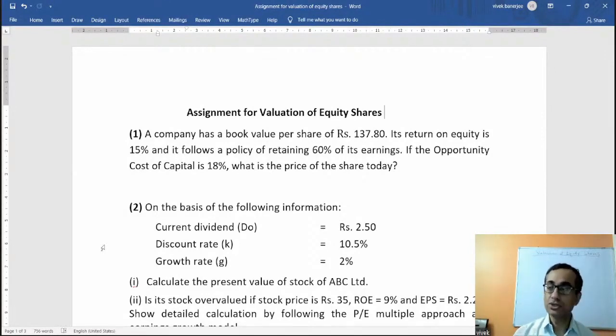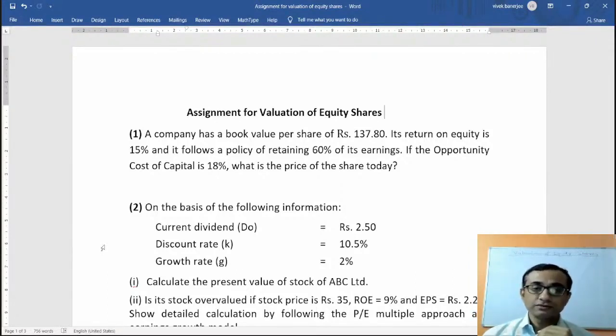Any question which comes to your mind, I will be happy to attend. Otherwise, I will begin with the practical problems in valuation of equity shares. I hope you got the assignment for this and taken the printout with you. Otherwise, this assignment question is in front of you, and you can also take the screenshot of that so that you can solve this question along with me.